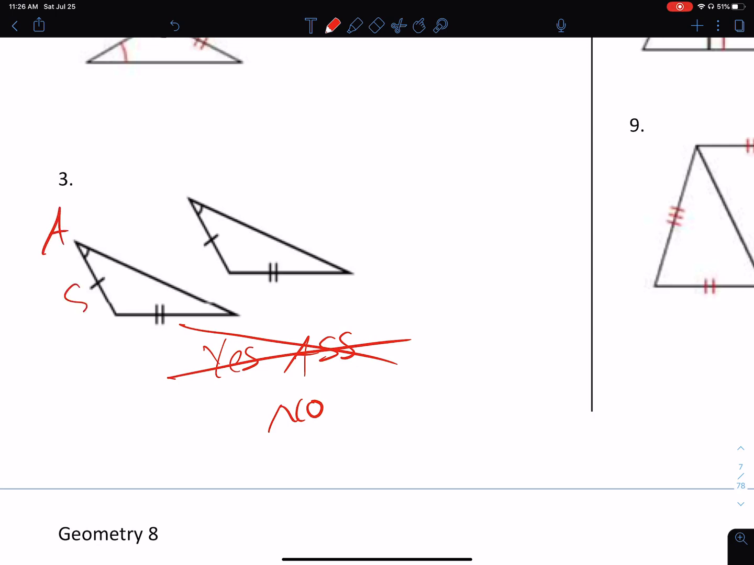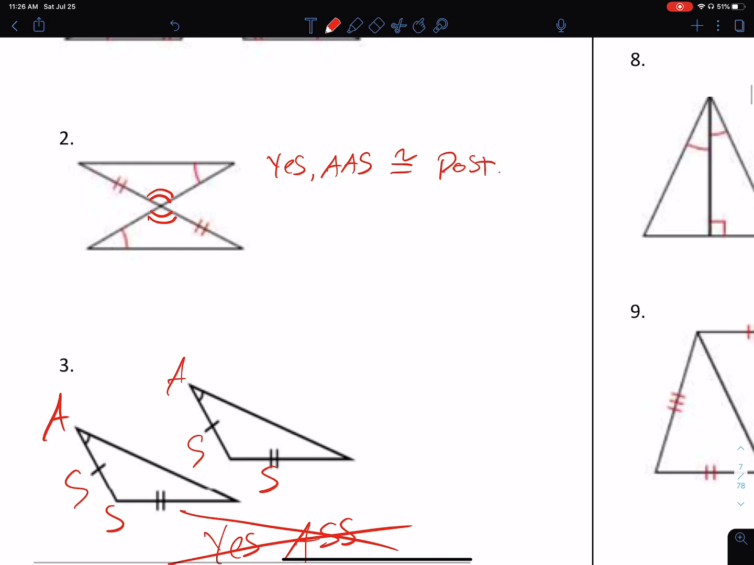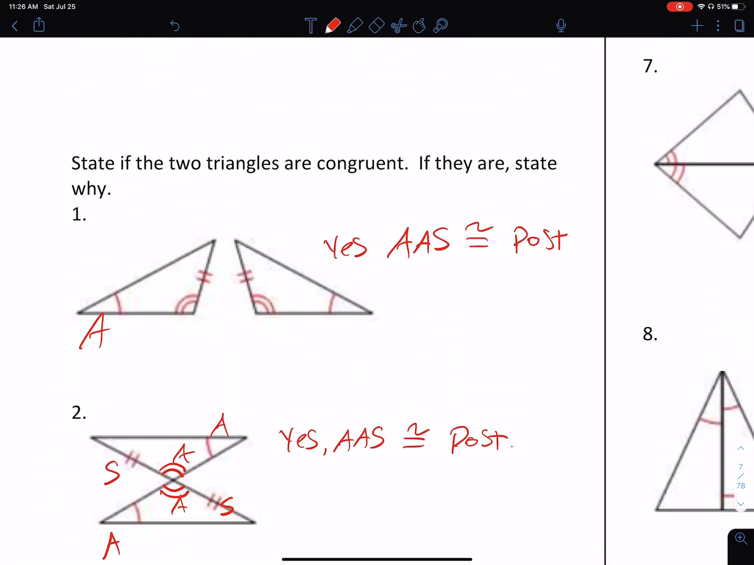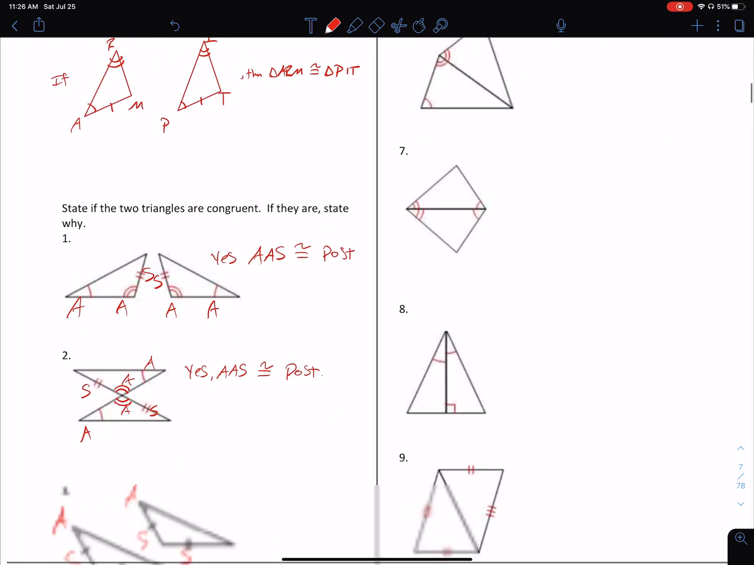This would be angle, side, side. This would be angle, side, side. This previous one, it would be angle, angle, side. If you called this side, angle, angle, that would be okay. This one is also angle, angle, side.